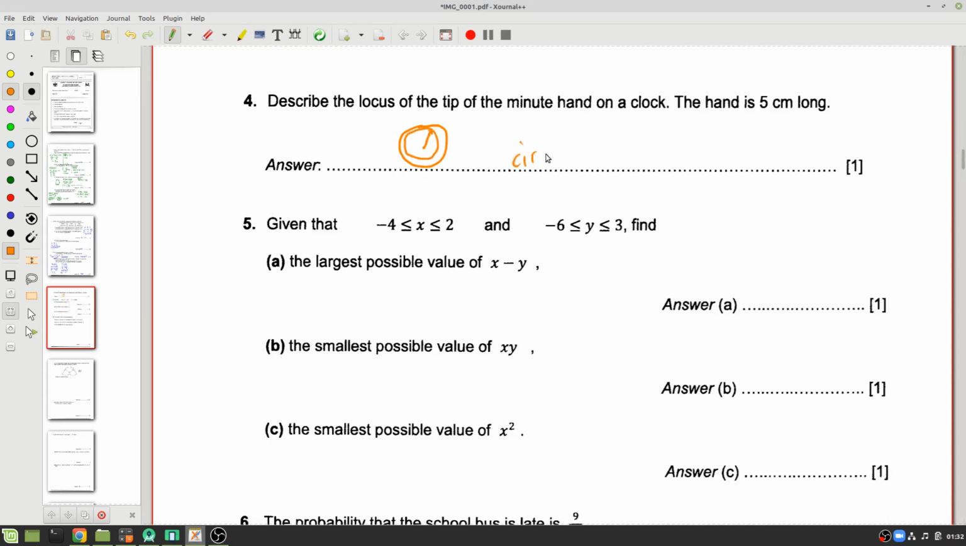So we can say it's a circle, and the radius of the circle will be the length of the hand of the clock, so that'll be 5 centimeters. The circle of radius 5 centimeters. I think circle might be enough, but since they gave us the distance, it's probably good to add that in. Circle of radius 5. Great.